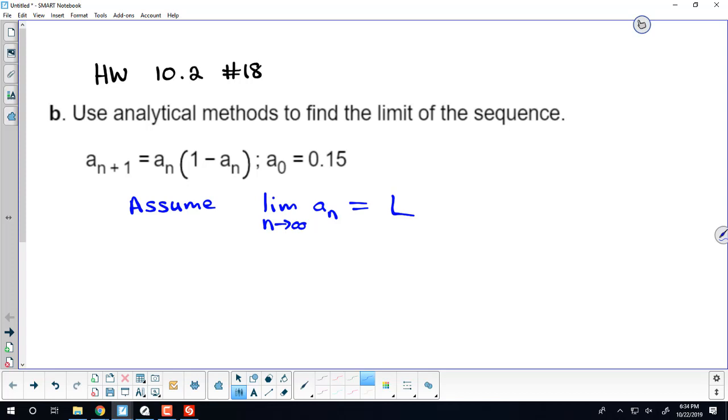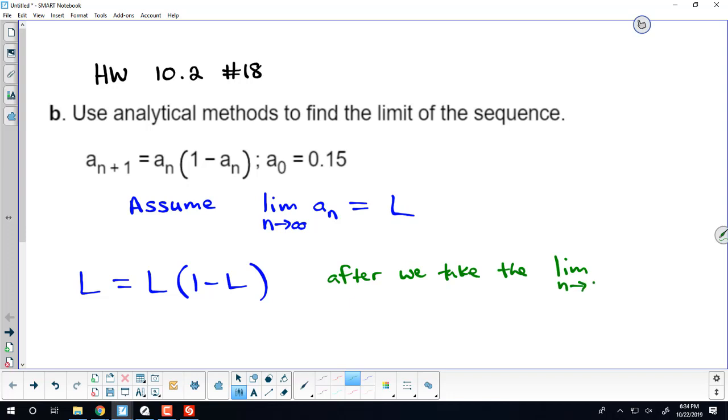And again, based on that assumption, if the limit as n approaches infinity of the nth term is L, then also the limit of the n plus 1 term is L. Okay, so that means that if we take the limit of both sides of this recursive relationship, we'll have L equals L times 1 minus L. Let's start here, asterisk or whatever.